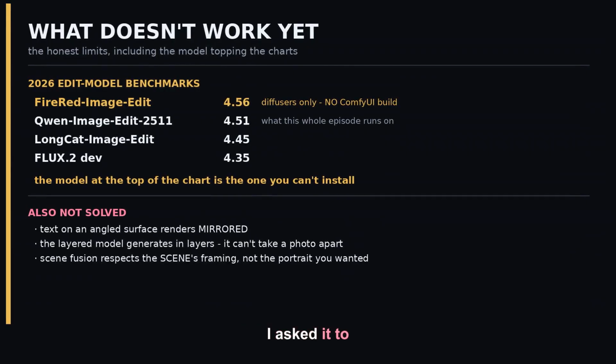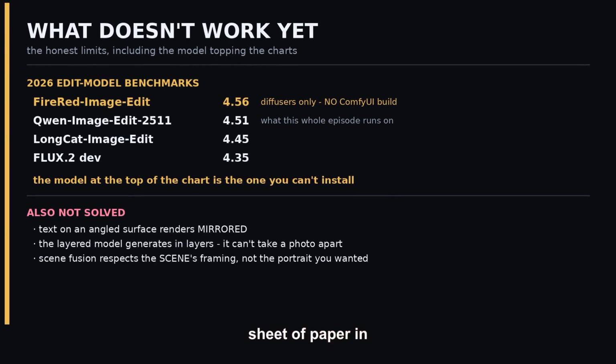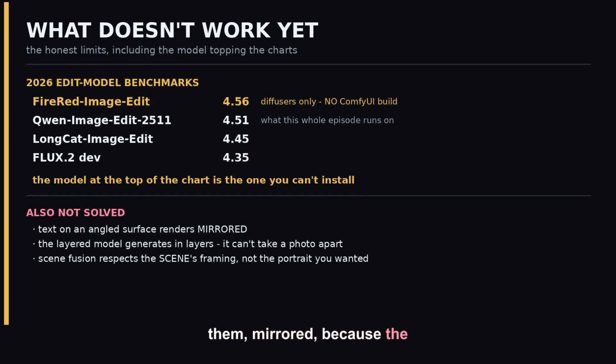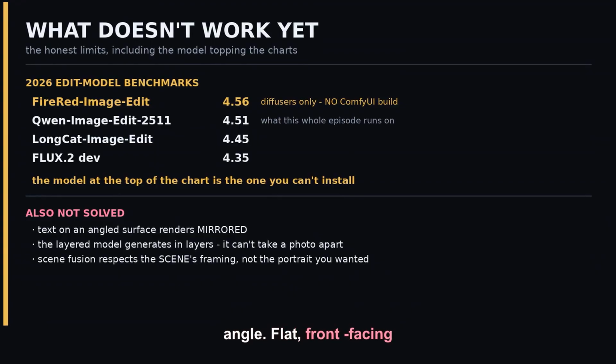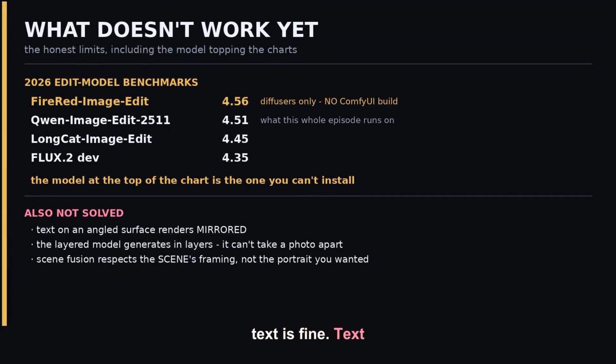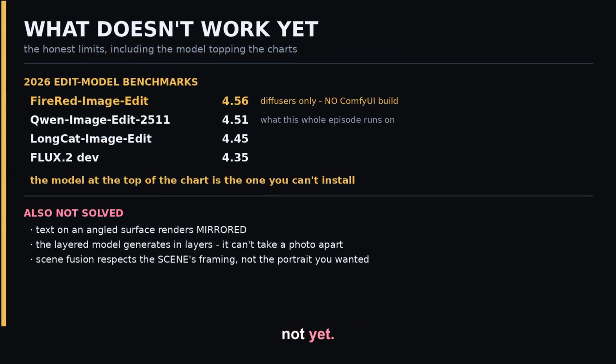Smaller one. I asked it to write words on a sheet of paper in the shot. It wrote them, mirrored, because the paper was at an angle. Flat, front-facing text is fine. Text on a tilted surface, not yet.